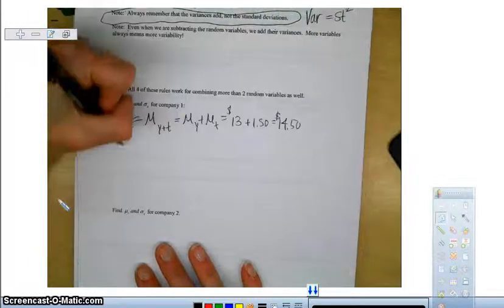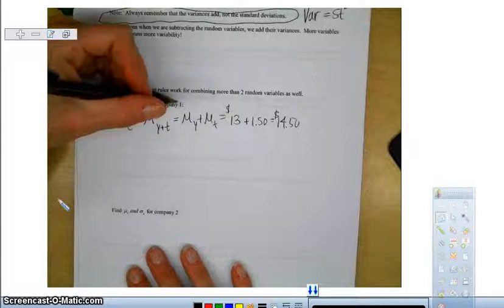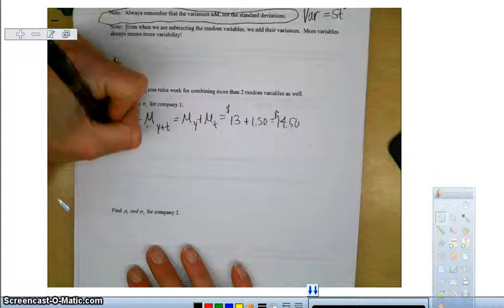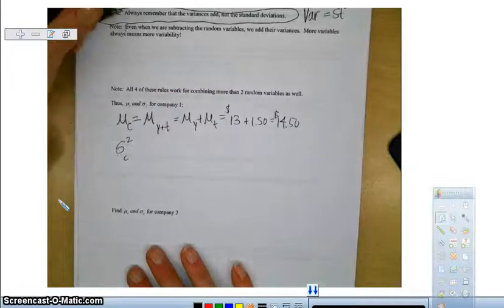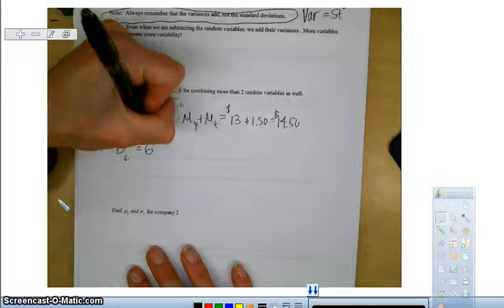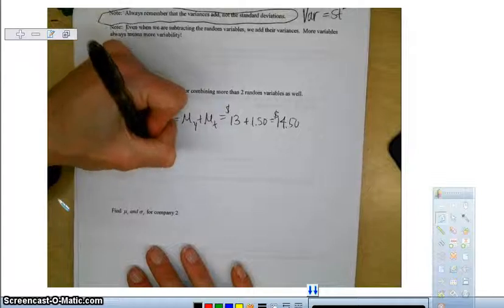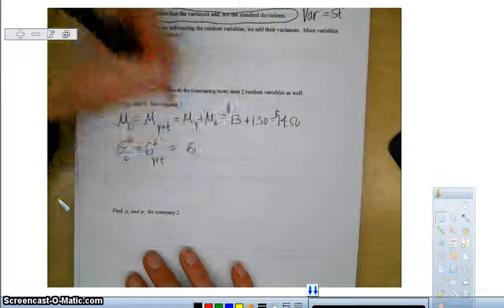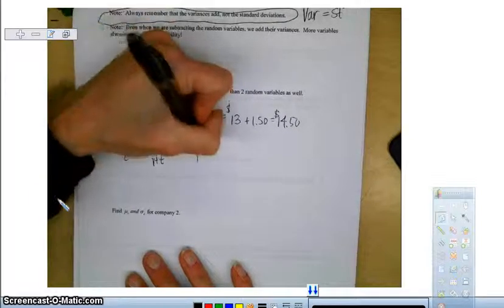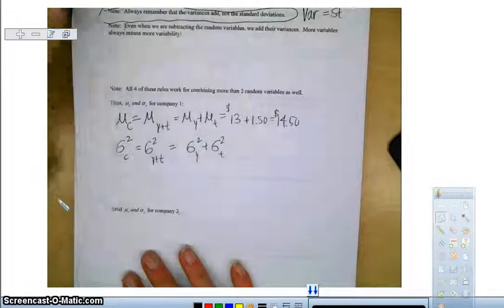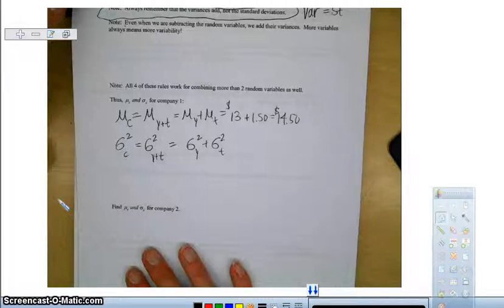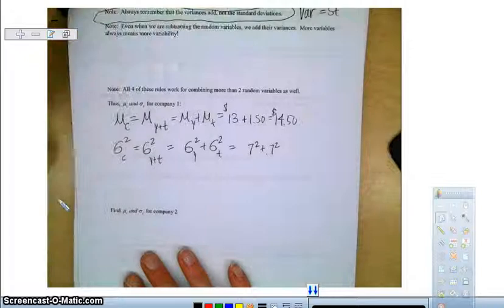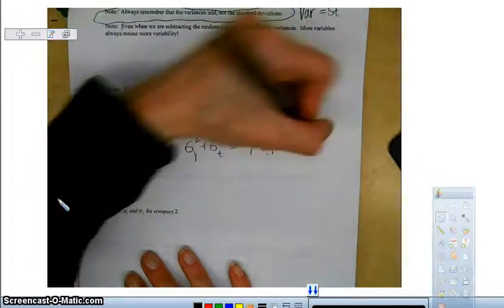The standard deviation, okay, we want to do the standard deviation, but I'm going to do the variance. The standard deviation of the cost squared is equal to the variance of y plus t. Basically it's the standard deviation squared of y plus the standard deviation squared of t. So that is going to be 7 squared plus 0.7 squared, which is 49.